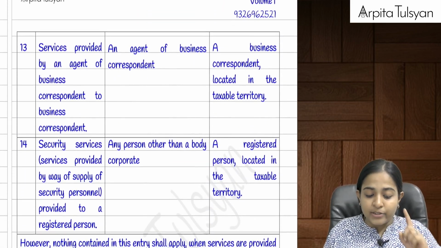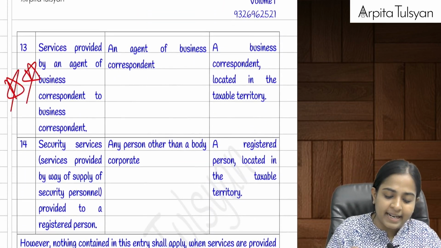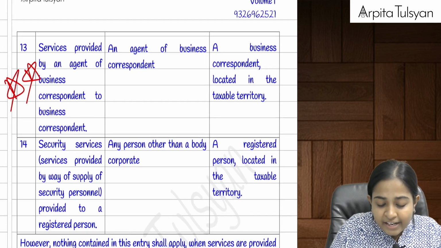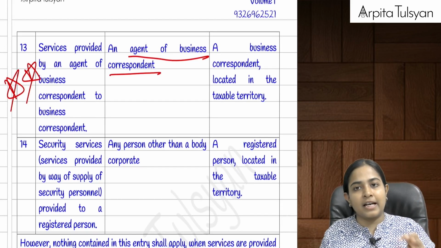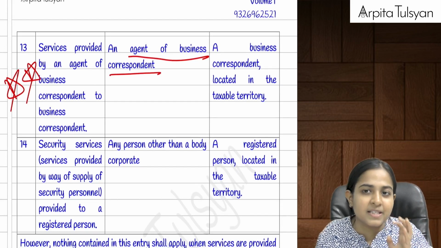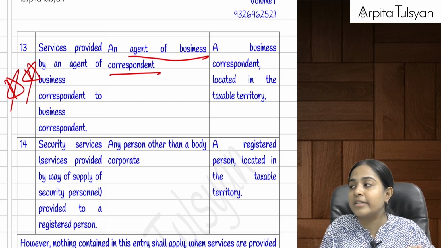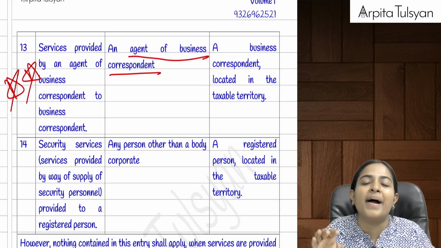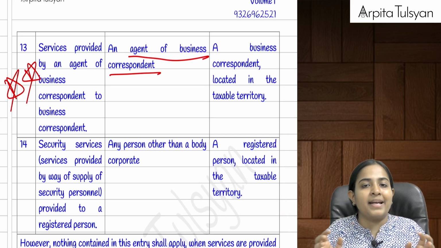Then the next one is a little different. Everyone just pay attention here. If there is an agent of a business correspondent, first of all, there is something called a business correspondent. A business correspondent is nothing but an extended arm of a banking company. Let's say there is a banking company.